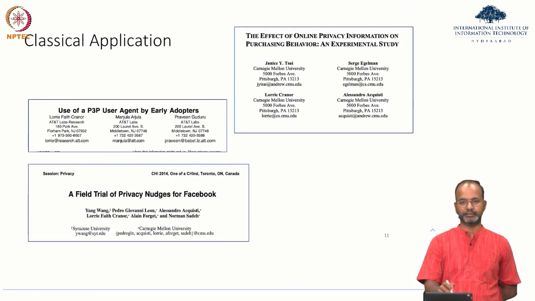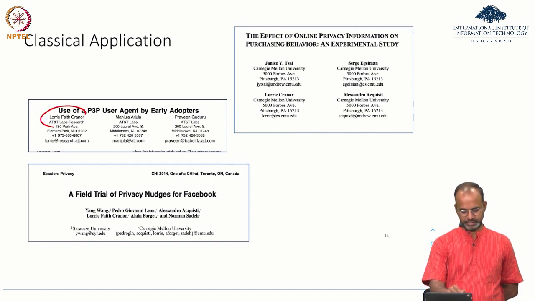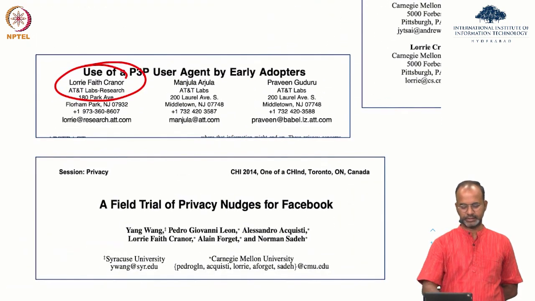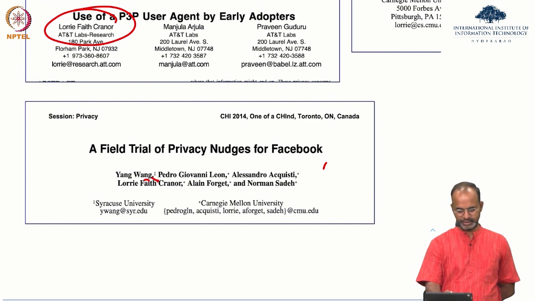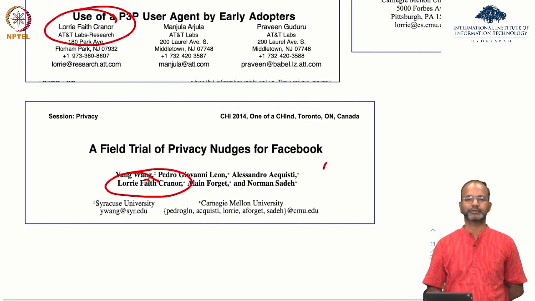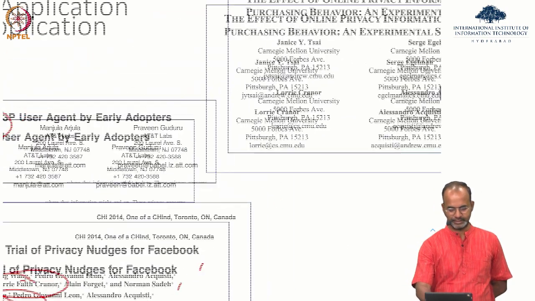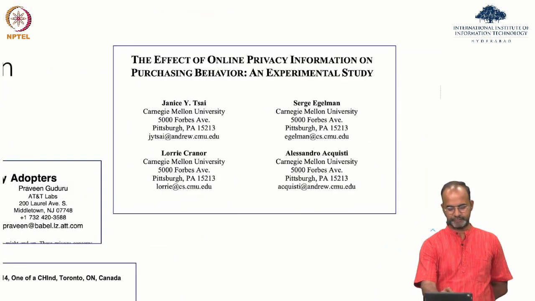All these three are research papers. The first paper is "Use of a P3P user agent by early adopters." If you see that author, that's Lorrie Faith Cranor. The second is "A field trial for privacy, not just for Facebook." This is a paper that we'll also look at in the course. This has Lorrie Faith Cranor. And the last one is "The effect of online privacy information on purchasing behavior: an experimental study." This has Lorrie Cranor in it.